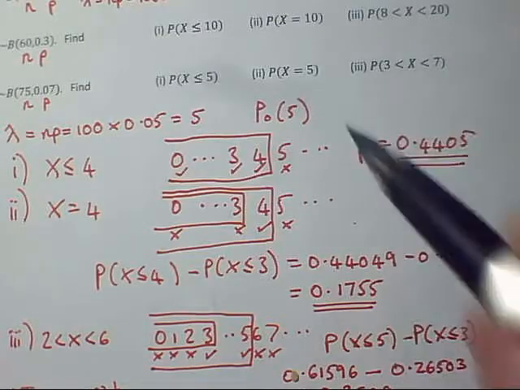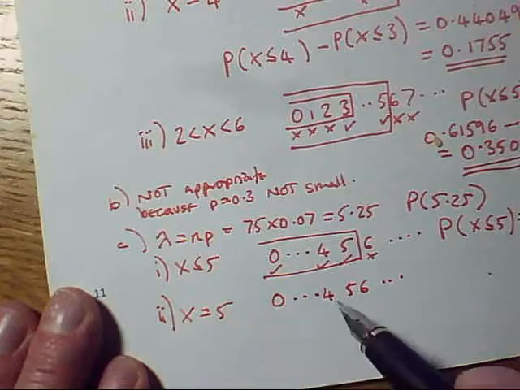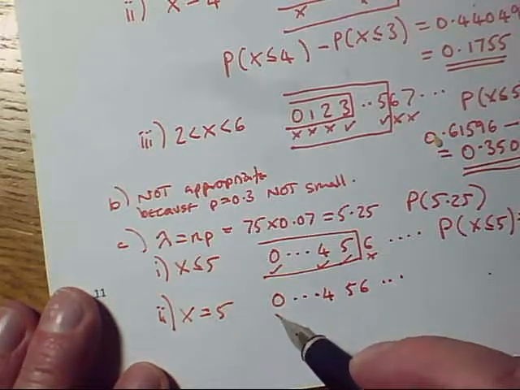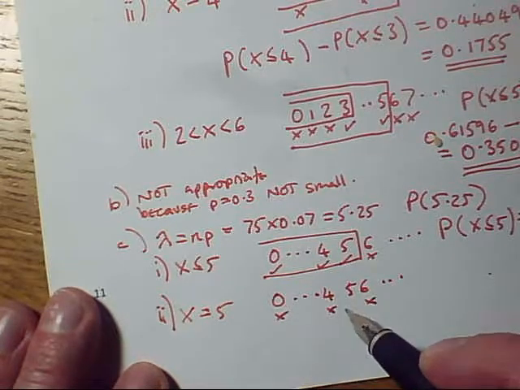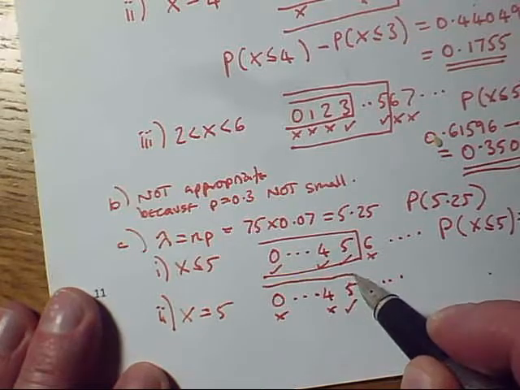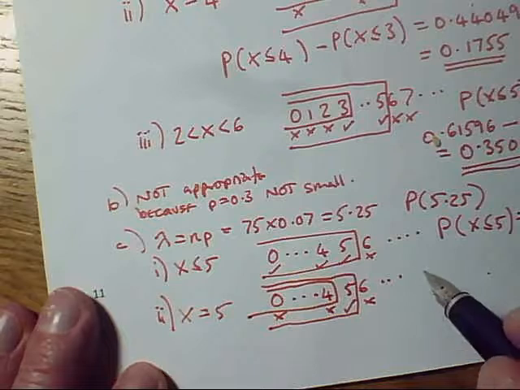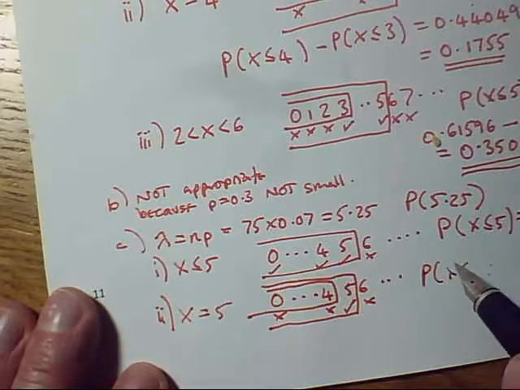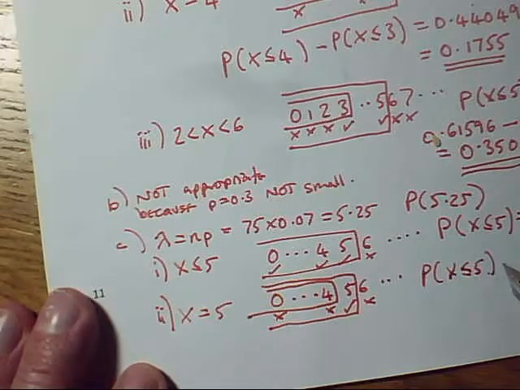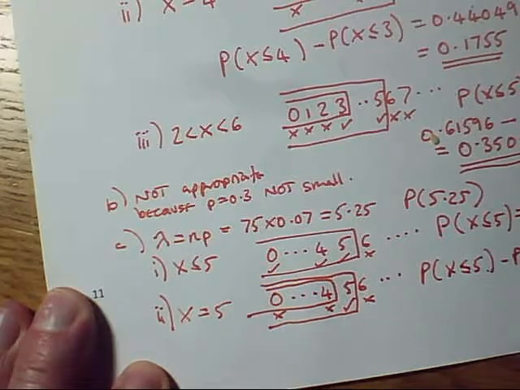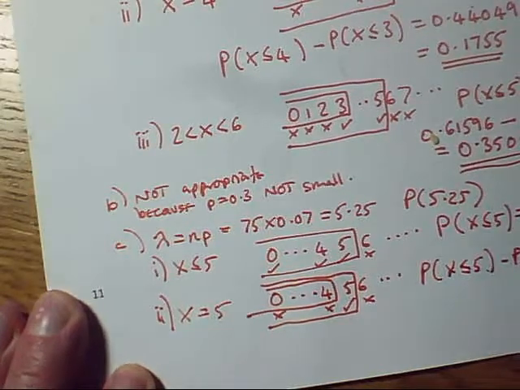Next part, x has got to equal 5. List of outcomes. I don't want 0 or 4 or 6. In fact, I only want 5. So the box that includes that is this one, and the box that gets rid of what I don't want is that one. So I need to do the probability of x less than or equal to 5 minus the probability of x less than or equal to 4.